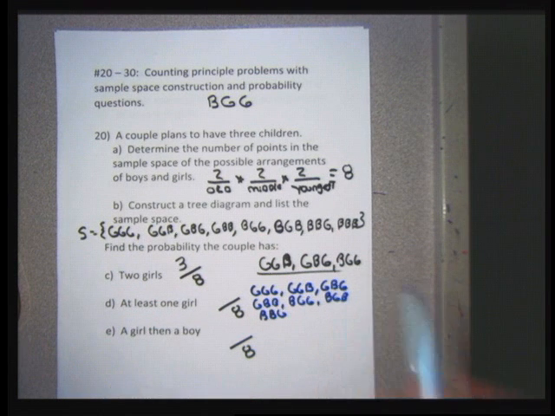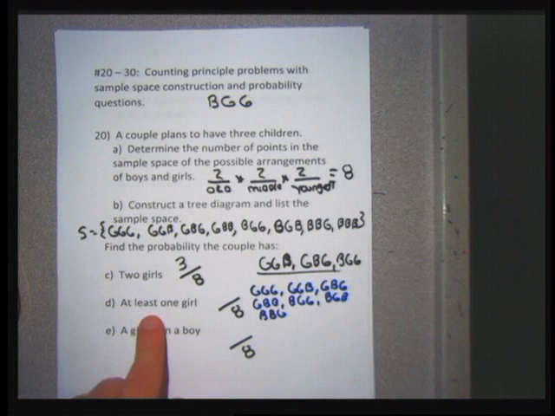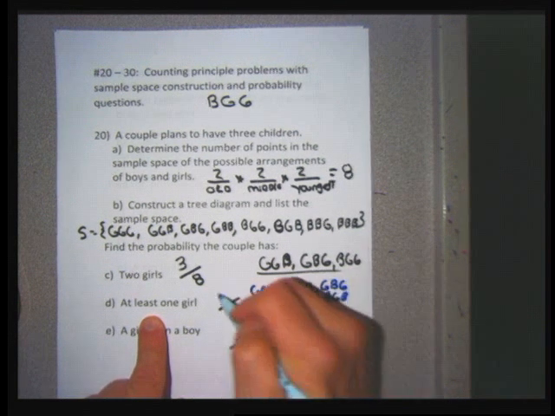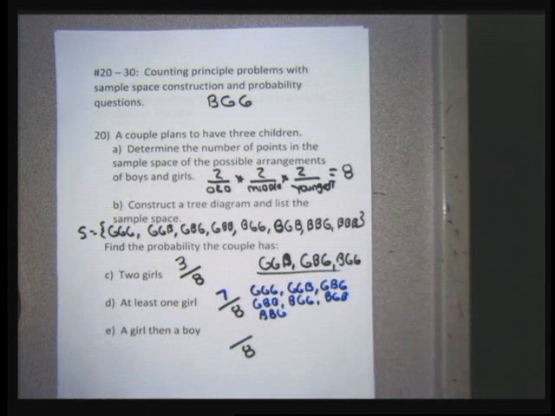So these are the items in my sample space that fit. They have at least 1 girl, which means 1, 2, or 3 girls. And if I count them, there's 7 of them. So the answer here is going to be 7 over 8.